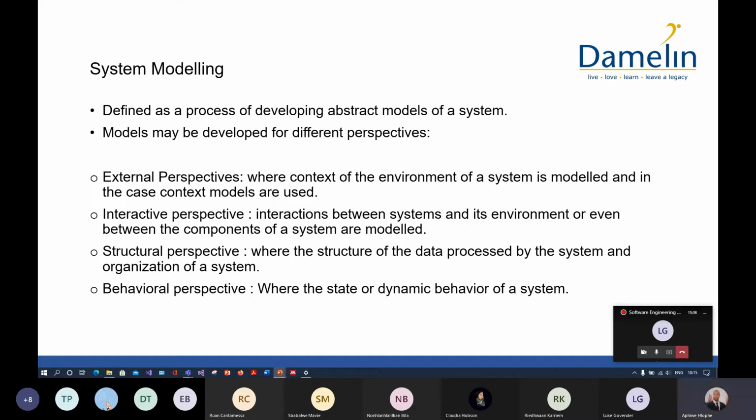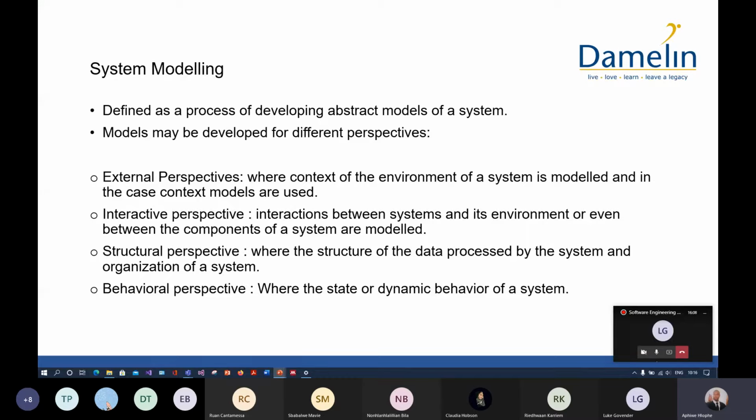Then we talk about interactive diagrams. So interactions between systems and their environment, or even between the components of a system, are modeled. Interactive diagrams show the different role players, the actors, which events they trigger on the system, and how the actors interact with the system.